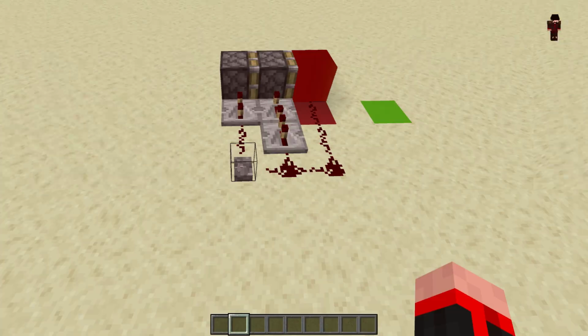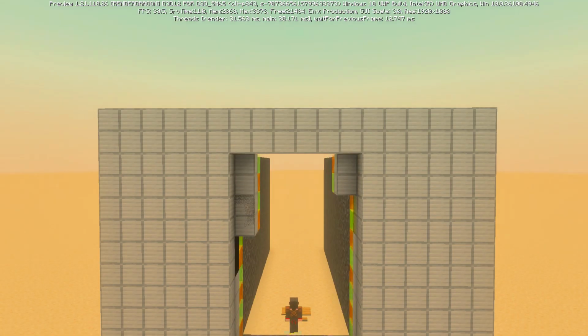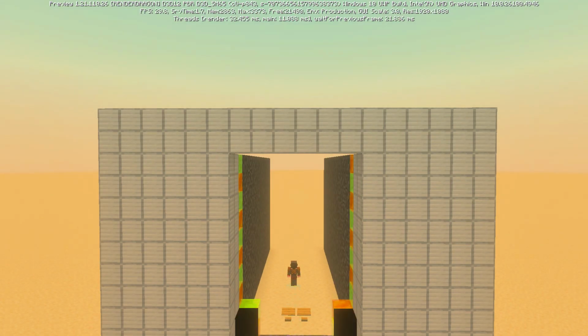One example of this is in my quintuple piston extenders used for my 10x20 piston door. As you can see, the pistons extend at different intervals despite being sent the same signals.